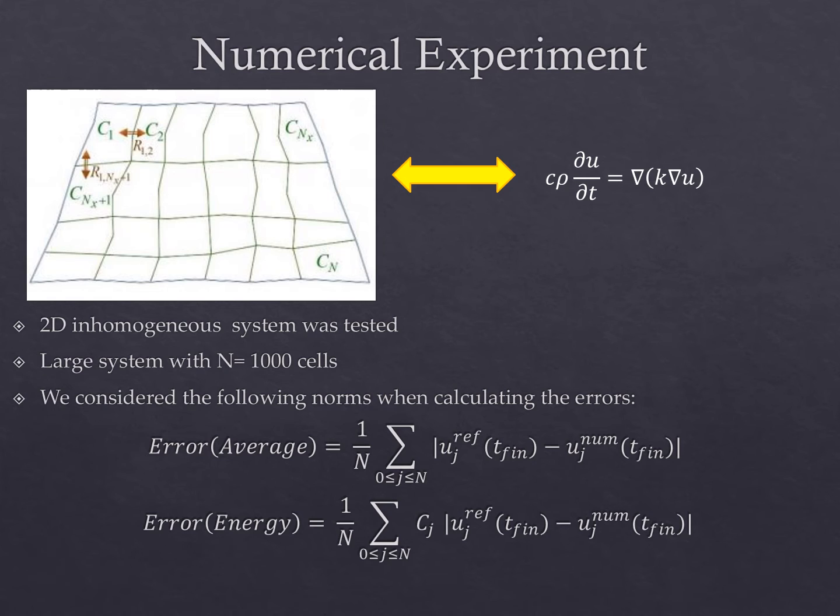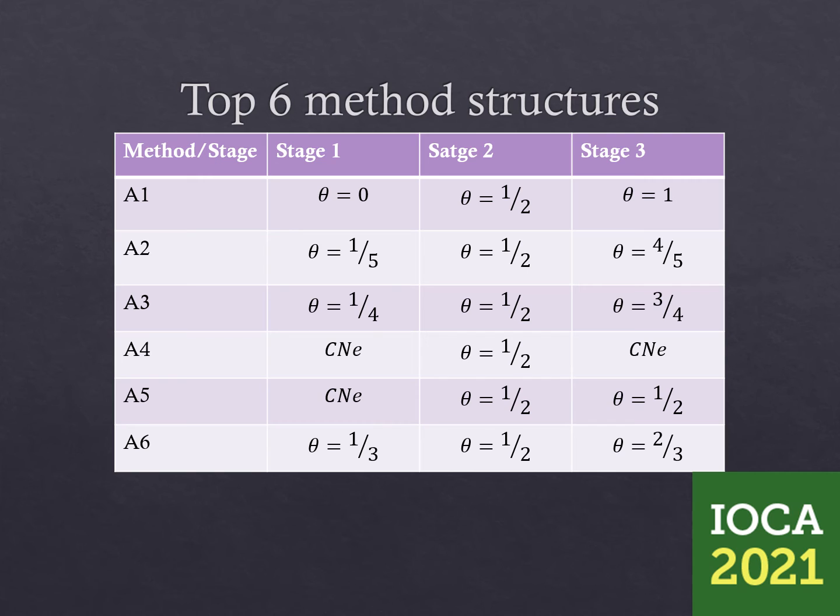In our numerical experiment, we used a 2D inhomogeneous system with a large number of cells. When evaluating the error in our calculation, we used 2 norms. The first norm is the average error, and the second norm is the energy error. In this table, I'm showing you the best 6 combinations of our schemes.